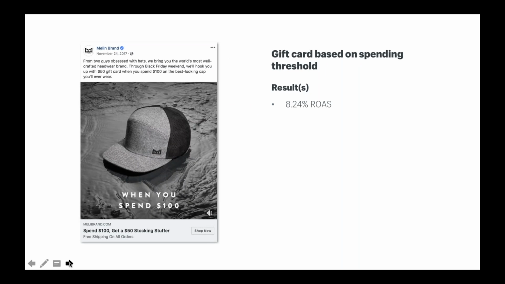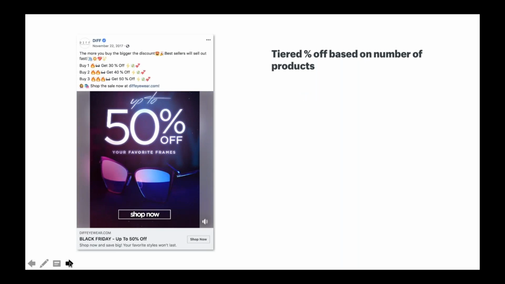Melon Brand created a gift card based on spending threshold offer that they front-loaded in their Black Friday, Cyber Monday ad copy. Spend $100, get $50. In this case, they saw an 8.24% return on ad spend. Not bad. Number 2, Diff Eyewear.